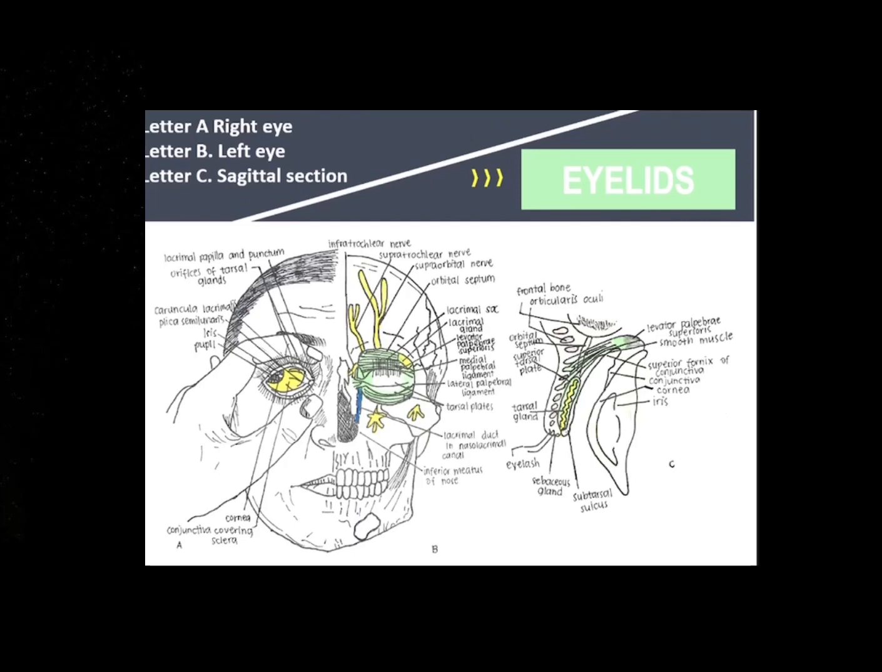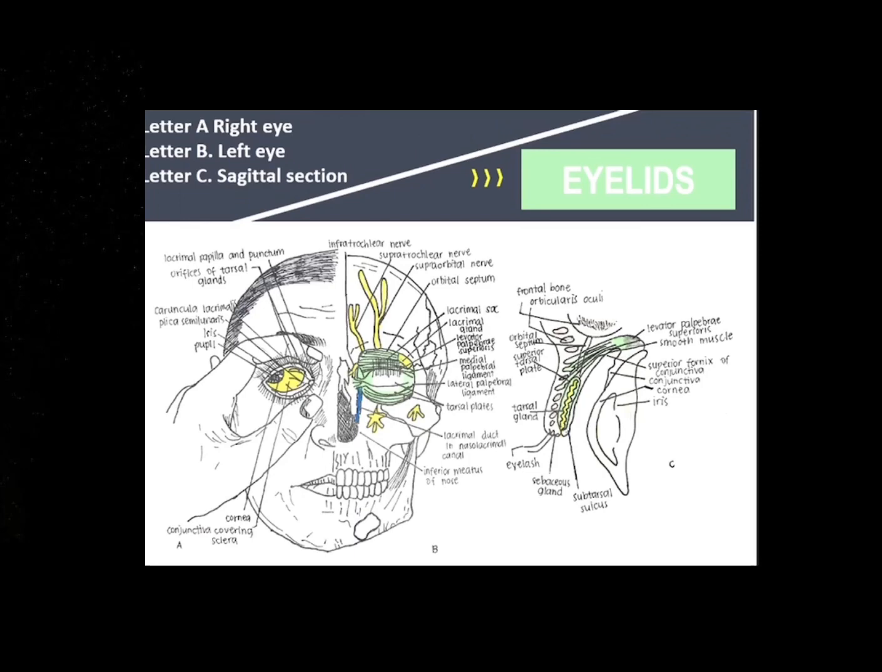In picture B, the left eye showing the superior and inferior tarsal plates and the lacrimal gland, sac, and duct. And in C, sagittal sections through the upper eyelid and the superior fornix of the conjunctiva. Note the presence of smooth muscle in the levator palpebrae superioris.